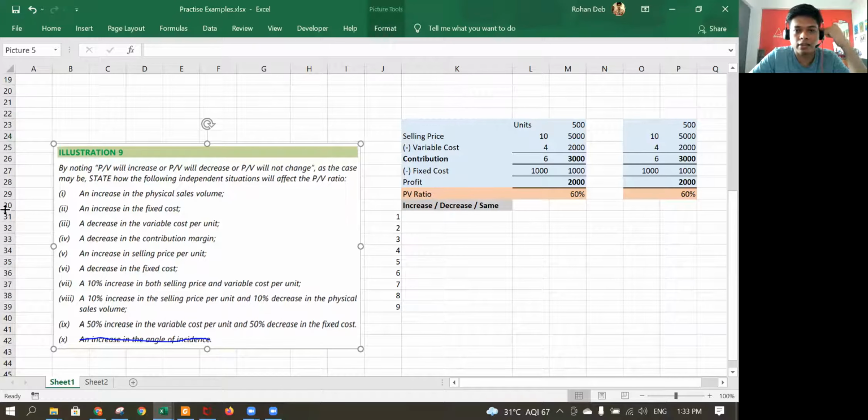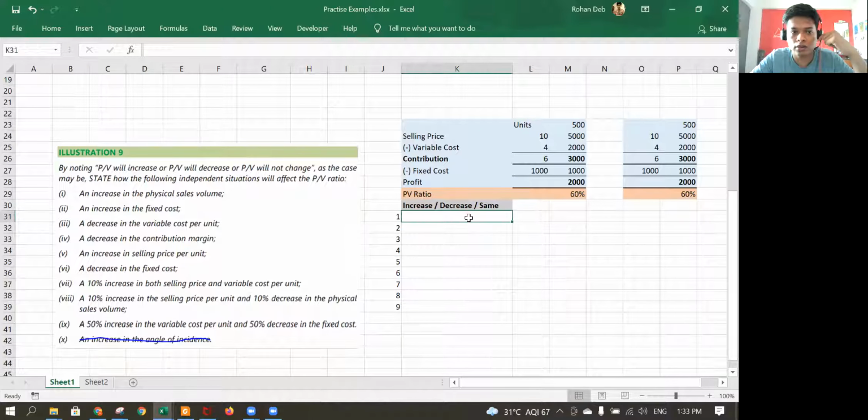Now, in this case, it gives us some variables that are changing and how they will impact my PV ratio. So I would suggest, first of all, pause the video and try to solve this on your own. You'll make mistakes, but it's fine. Just pause it and try to figure it out, because if you only hear me, there's not going to be any addition to your knowledge. Okay, I am hoping you have done that.